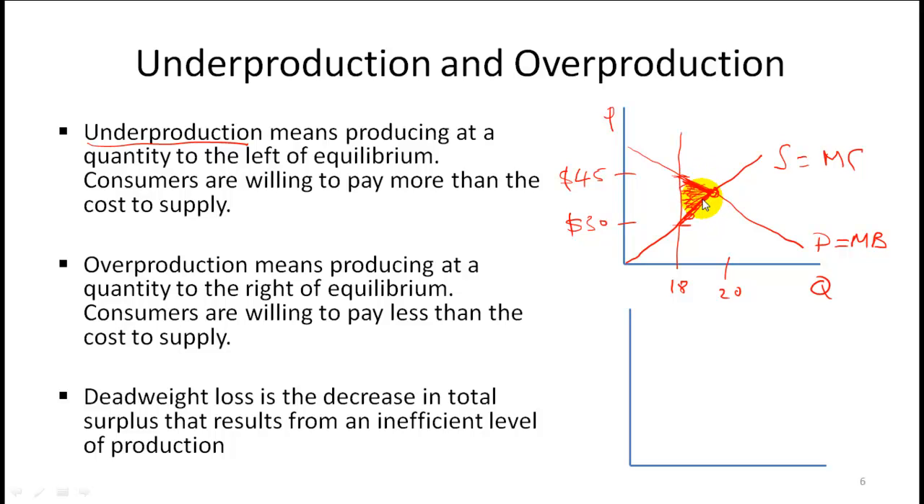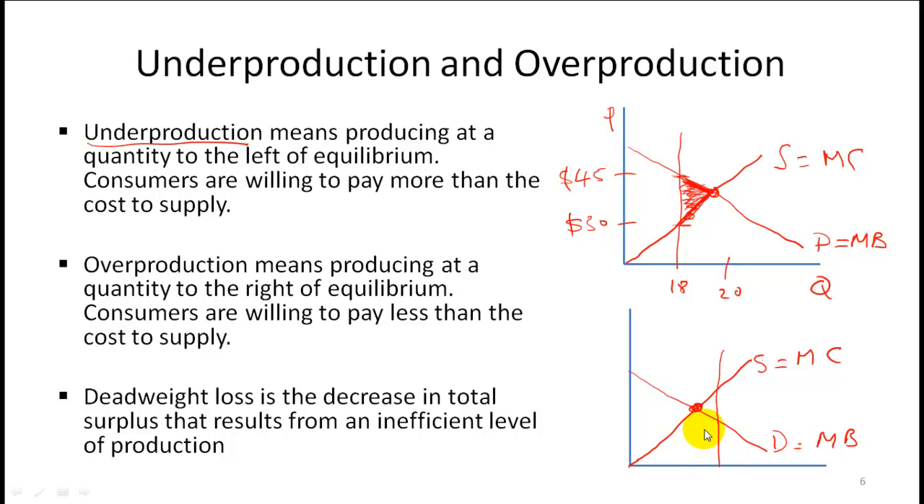What about overproduction? Overproduction means that you are producing at a quantity to the right of equilibrium. So let's draw a simple picture for that. This is your supply curve, which is the same as marginal cost, and this is your demand curve, which is the same as marginal benefit. That's the equilibrium amount. Now overproduction means that you are producing over here.